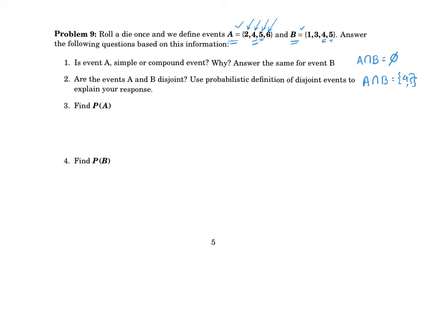Find the probability of A. A will happen if these guys show up, right? Remember, A can happen in 4 different ways. If one of those 4 numbers shows up, then you will see that event A has happened. So the probability of that happening is 4 out of 6, because there are 6 possible outcomes, and 4 possible outcomes are included in event A. And similarly, you can find it for event B.